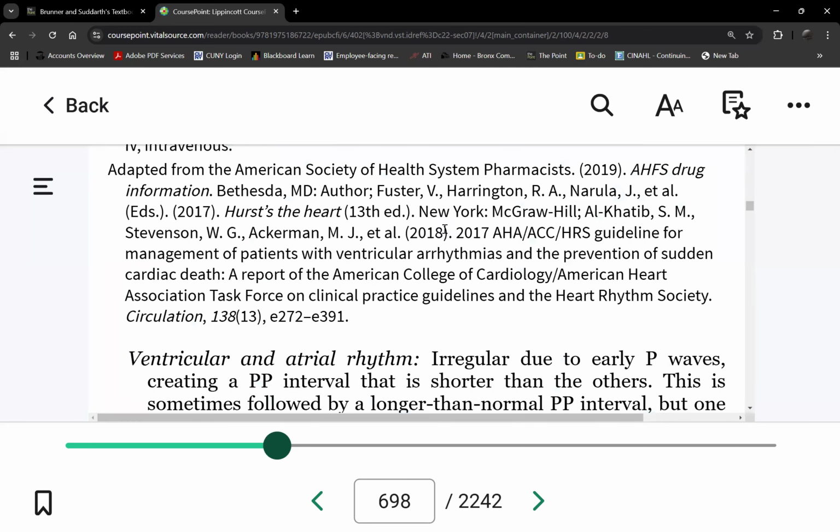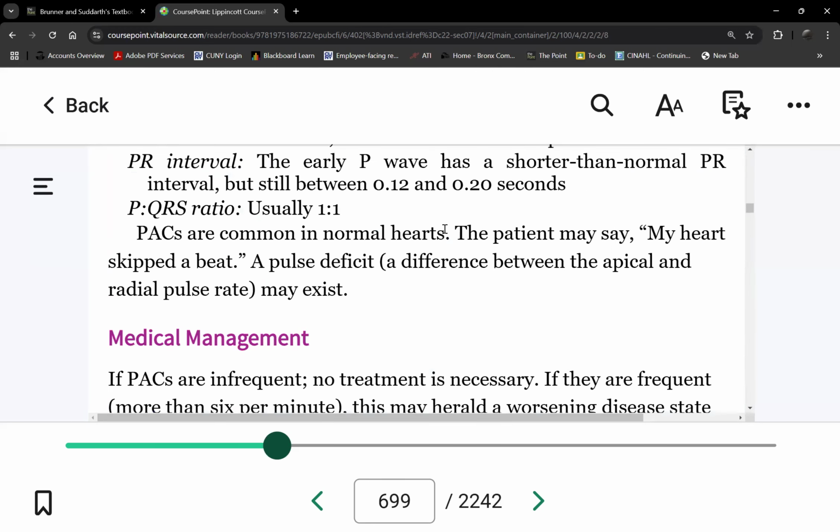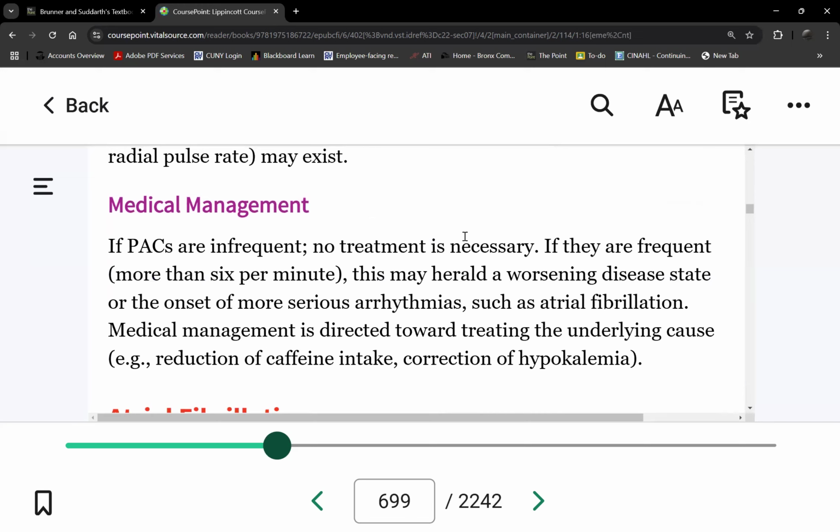Look at the management for PACs. Is there any? Not necessary. But do we find and eliminate the cause? Yes, please find and eliminate the cause. So if it's coffee, tell the patient, hey, knock it off. Okay, so this is what's causing these, right?